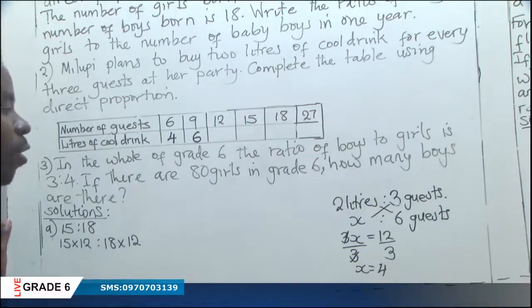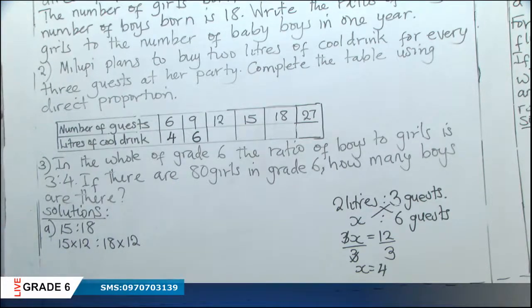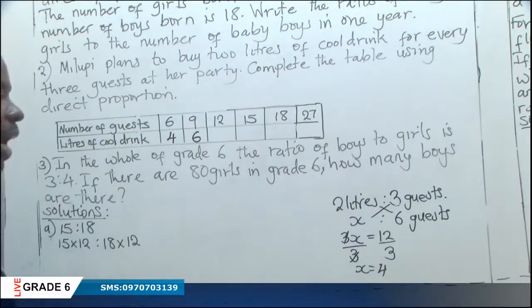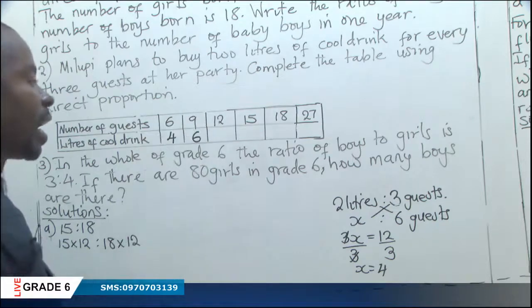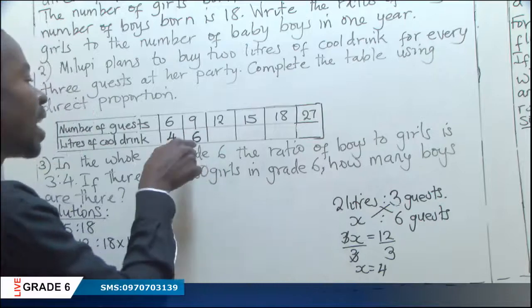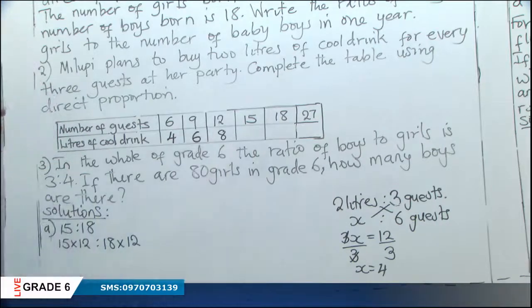I hope you are following. When we add 2 liters there, it becomes 6. Again, boys and girls, we must understand that 3 more girls have been added. 3 more girls have been added, meaning that another 2 liters will be added to 6. Therefore, the answer will be 8.